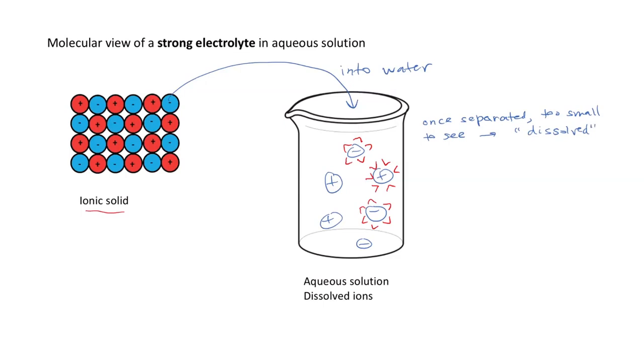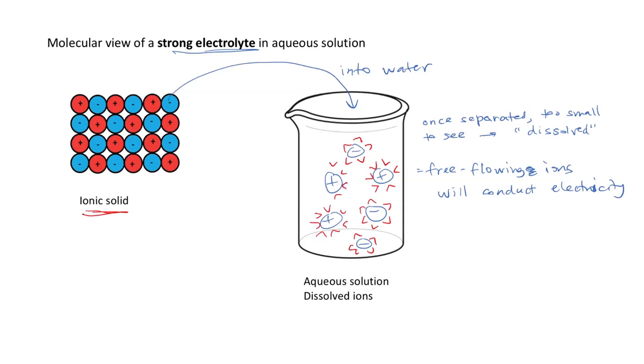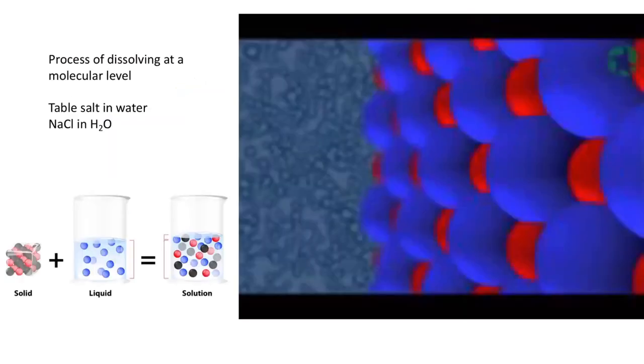And so when you have these free-flowing ions, these will conduct electricity. And that's why this is a strong electrolyte. So they'll conduct electricity with the conductivity apparatus. And the reason these are ions that are separated instead of the ionic solid is because you can surround each one of these ions with water molecules. Okay. So this is your strong electrolyte, and you'll see a lot of light.